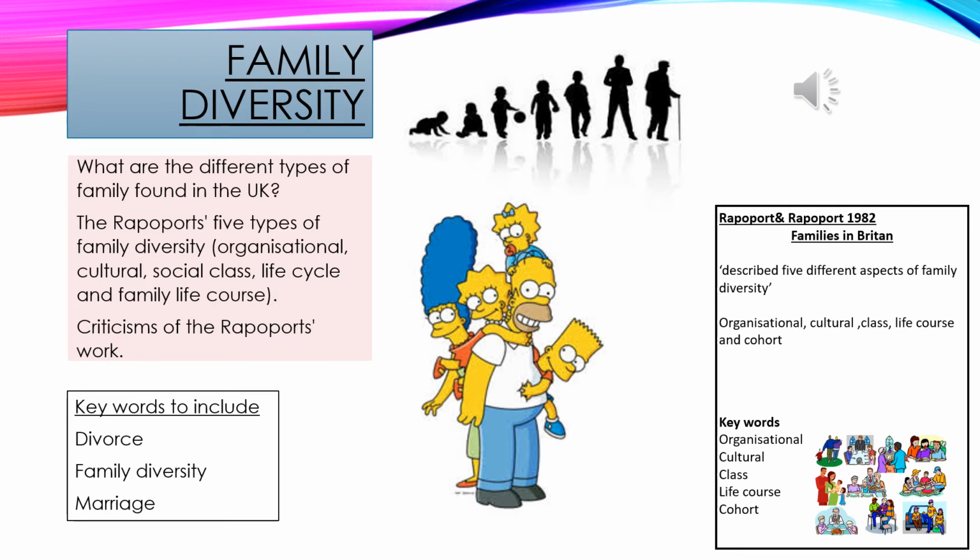So the Rappaports described 5 different types of family diversity. Organisational, such as who's in the family, what are their roles. Cultural, so the difference between maybe the religion of a family, the ethnic origin, how perhaps a traditional European family may be the nuclear family that we all think of, but in an Asian family particularly, patriarchy tends to be more pronounced, so the eldest male will have all of the power, which is slightly different to the husband or father figure having the power.